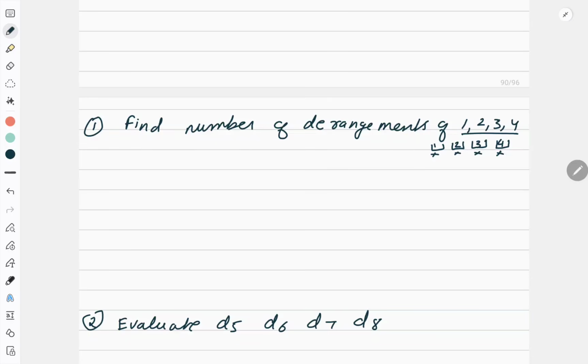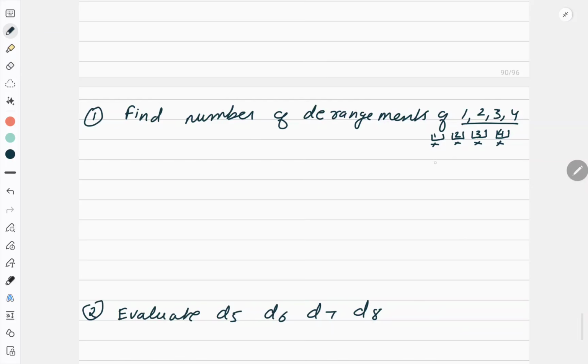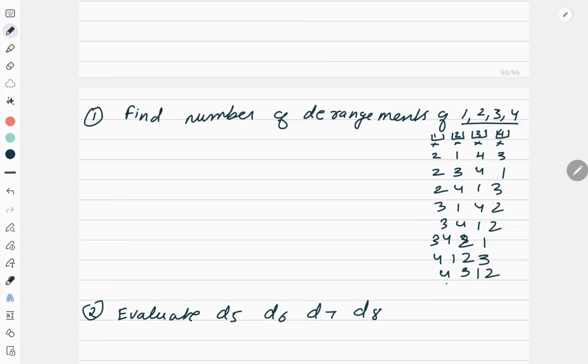That is the concept. Okay. So now how will you arrange? See, you can place 2 here, 1 here, 4 here, 3 here. Correct. Then 2, 3, 4, 1. Then 2, 4, 1, 3. 3, 1, 4, 2. Then 3, 4, 1, 2. 3, 4, 2, 1. 4, 1, 2, 3. 4, 3, 1, 2. 4, 3, 2, 1.